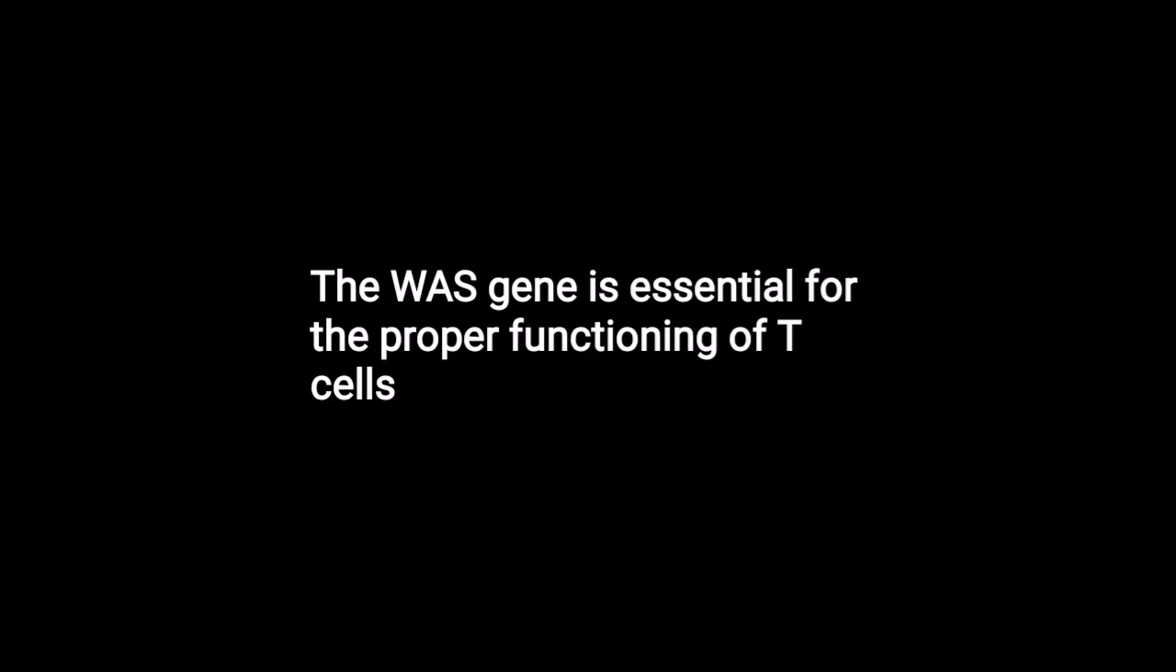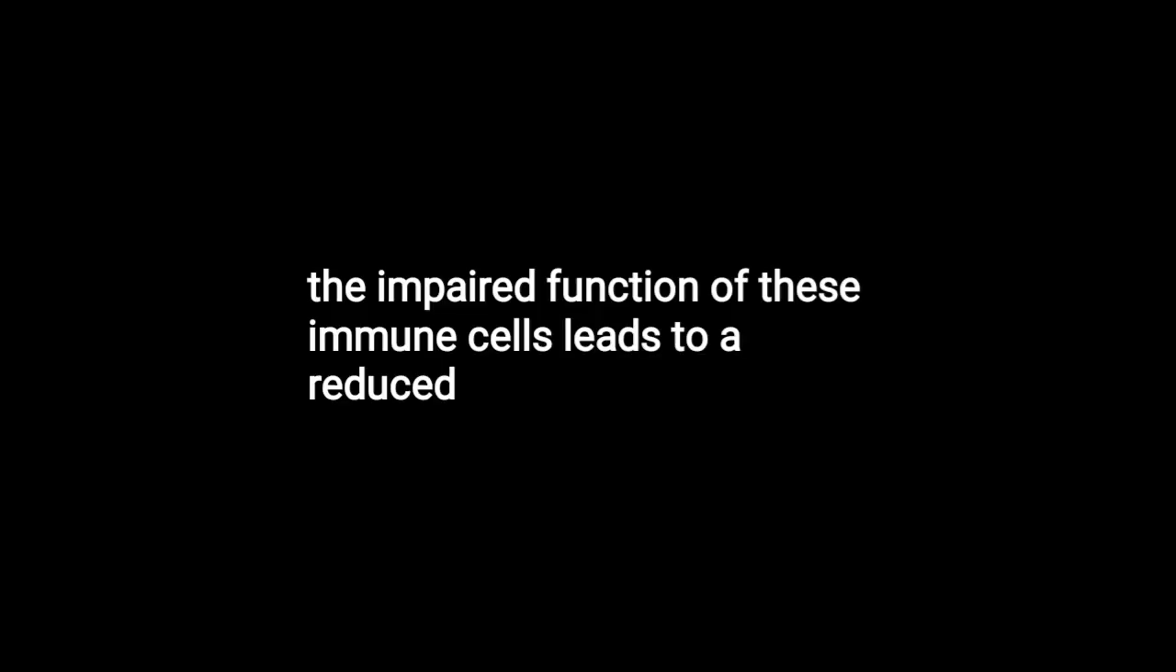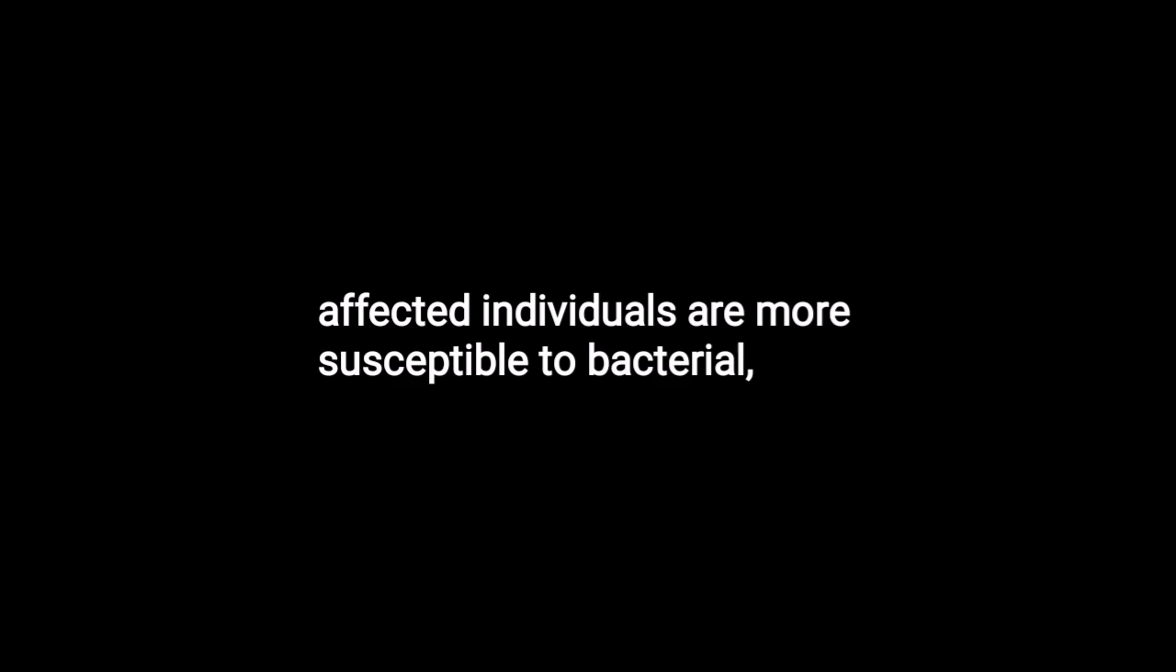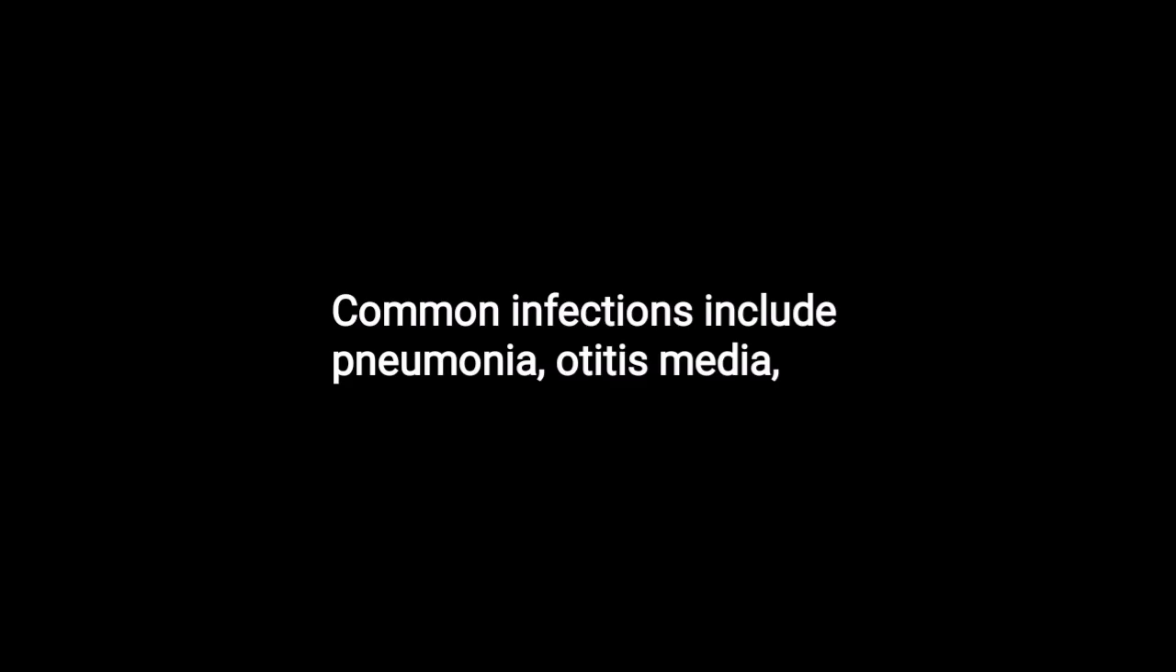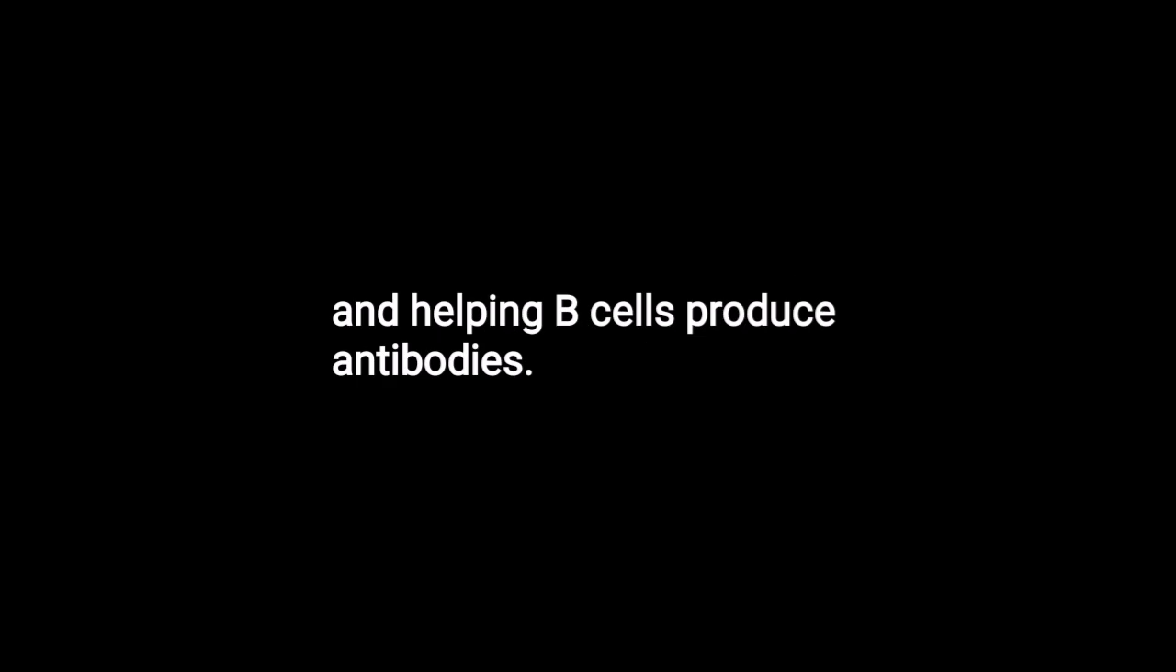The WAS gene is essential for the proper functioning of T cells and B cells, both of which are vital components of the adaptive immune system. In individuals with Wiskott-Aldrich syndrome, the impaired function of these immune cells leads to a reduced ability to fight infections. As a result, affected individuals are more susceptible to bacterial, viral, and fungal infections. Common infections include pneumonia, otitis media, ear infections, and skin infections. The immune deficiency is primarily due to the dysfunction of T cells, which are essential for coordinating immune responses and helping B cells produce antibodies.